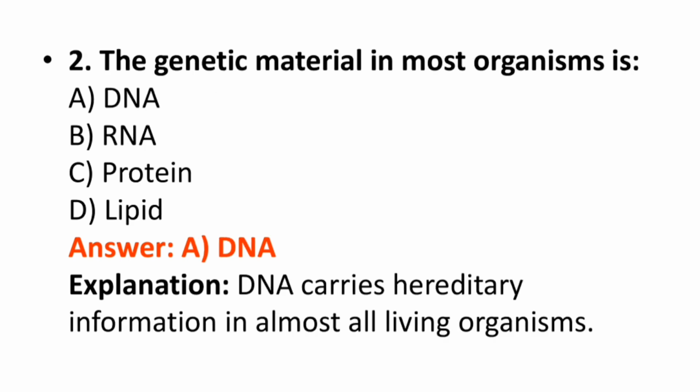The genetic material in most organisms is option A DNA, option B RNA, option C protein, option D lipid. The correct answer is option A DNA. DNA carries hereditary information in almost all living organisms.